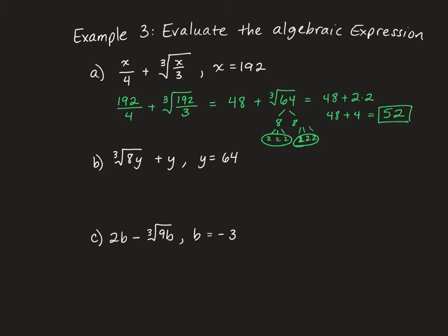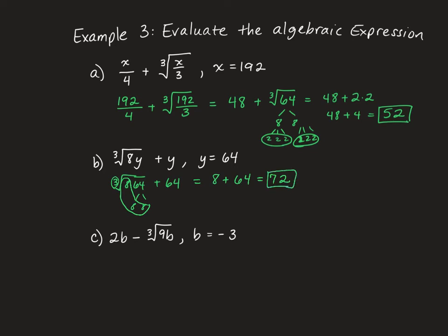For letter B, we're going to substitute 64 in, so that's the third root of 8 times 64 plus 64. Instead of multiplying 8 times 64, I'm going to just break down 64 into 8 and 8, because I know that I need a group of 3. And notice that now I have 3 8's coming out here. So that means this is the same as 8 plus 64, which is 72. So the answer for letter B is 72.